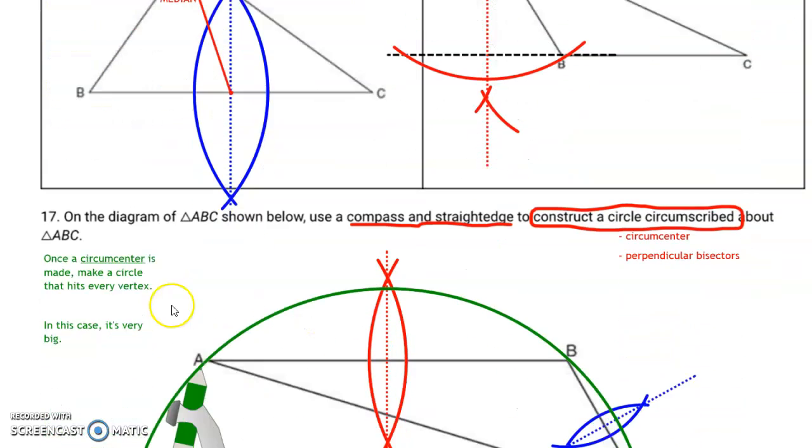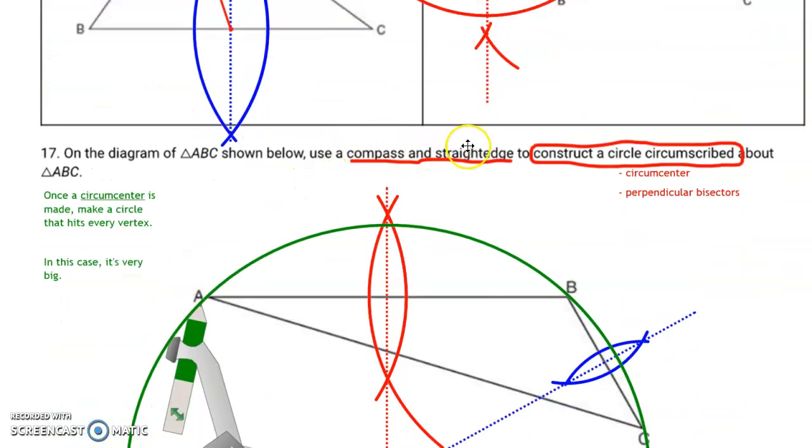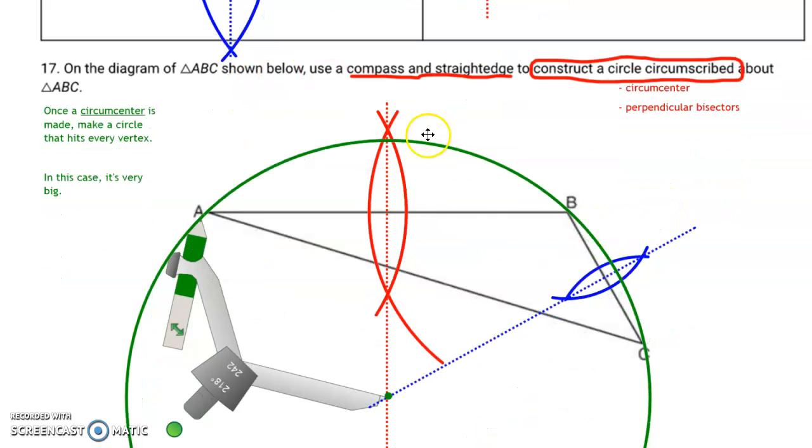All right, for question number 17, it asks us to use a compass and a straight edge to construct a circle that is circumscribed around or about ABC. So let's break this down a little bit. We're looking for a circumcenter. Circumcenter means it is the center of a circle that's drawn around a triangle, and it is constructed by using perpendicular bisectors. So what I did was I made two perpendicular bisectors, and I found that they intersected here.